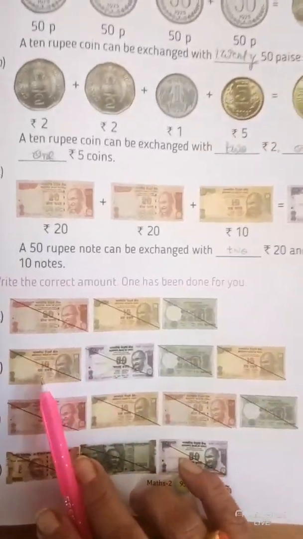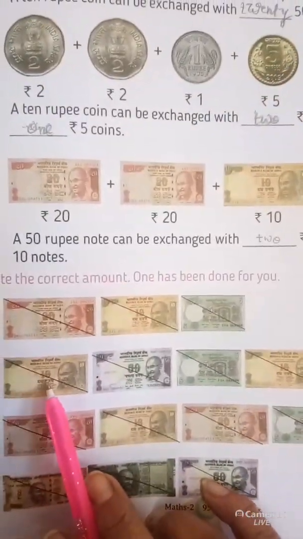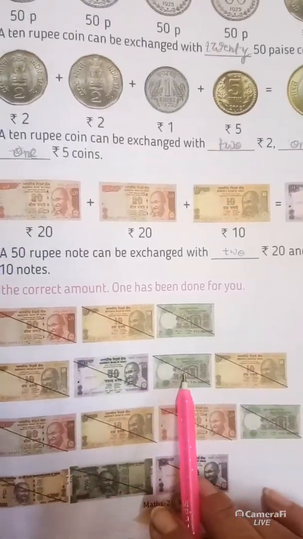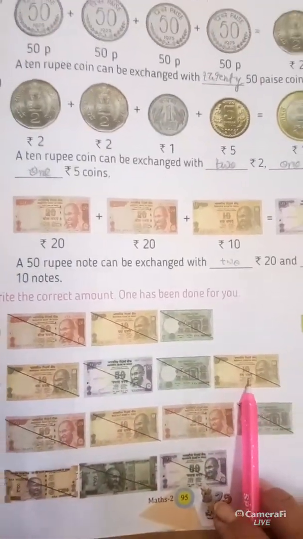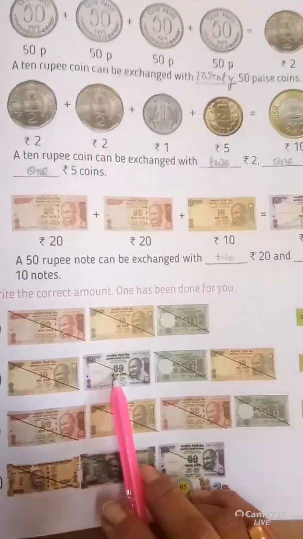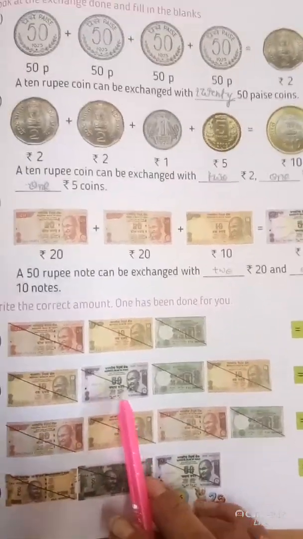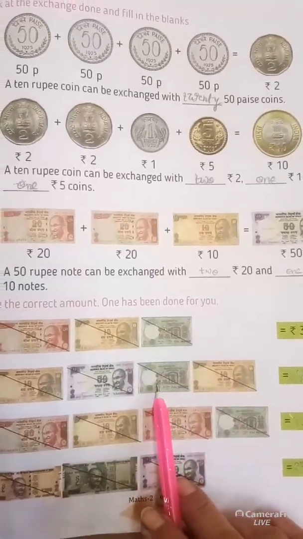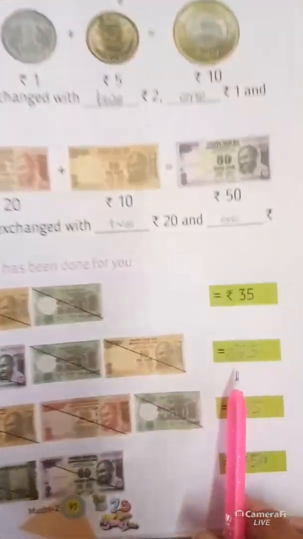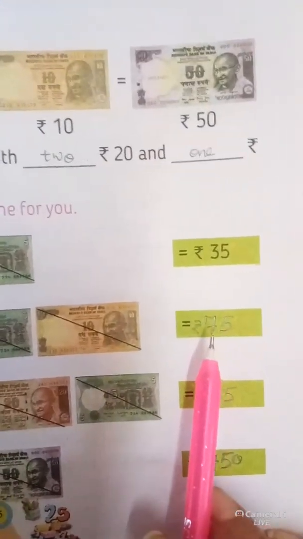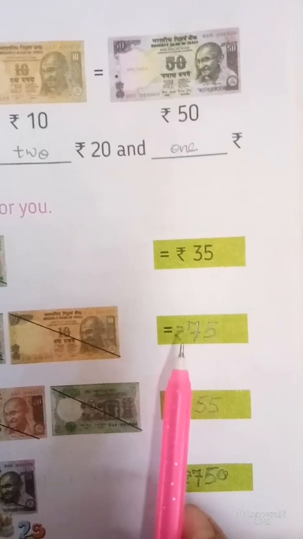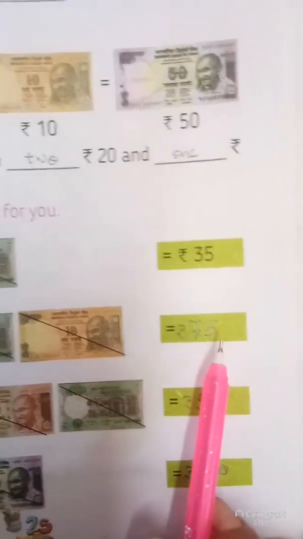Next, number B. Here I have 10 rupees plus 50 rupees plus 5 rupees plus 10 rupees. So 10 plus 50 we get 60. 60 plus 10 we get 70, and 70 plus 5 we get 75. So our total amount is 75 rupees.